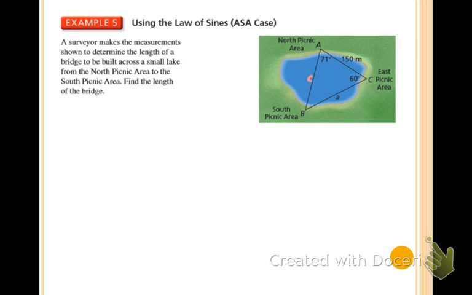Do we have a known pair? No. Oh, but we do. We have 150, and you have two angles in a triangle. How do we find the third? Add, then subtract from 180. So 71 and 60 make 131. From 180, what's the missing angle? 49. So we do have a known pair.